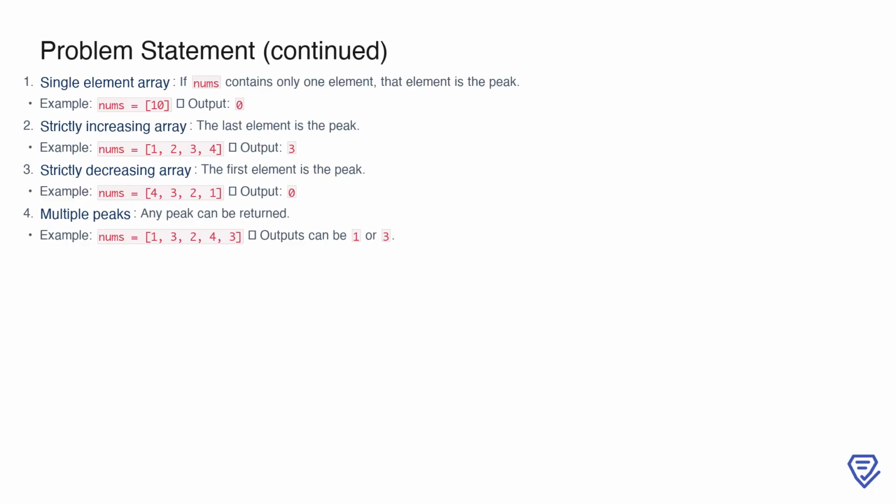Similarly, in a strictly decreasing array like nums equals [4, 3, 2, 1], the first element is the peak, making the output 0. Lastly, if there are multiple peaks in the array, such as in nums equals [1, 3, 2, 4, 3], the function can return the index of any one of them. In this case, valid outputs include 1 or 3. These edge cases highlight the flexibility of the problem and the scenarios you might encounter.